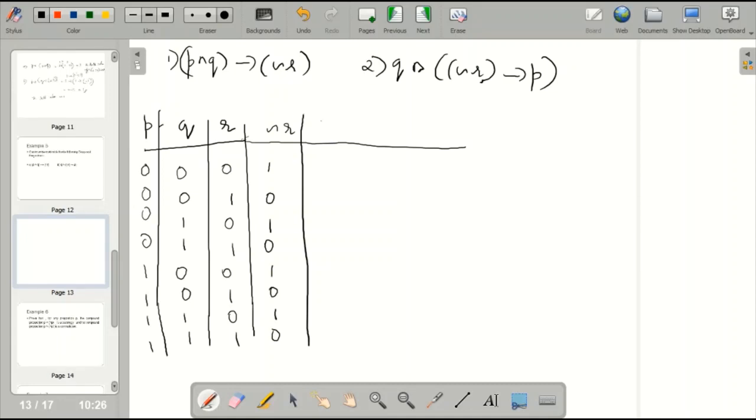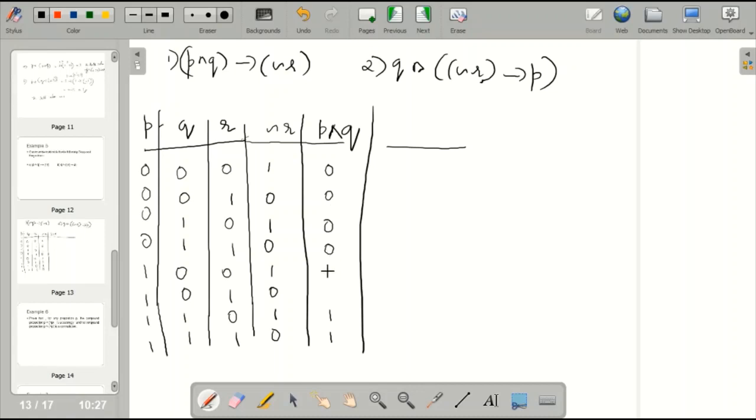Next, what are the terms we have over here? First, let us solve first one. P and Q. So what is P and Q? Conjunction is true only when both things are true. So here you can see 1 1 1 1. Rest all the cases you don't have anywhere 1 1. So write 6 zeros followed by last two you may write it as 1. Rest all the values will be 0. This is P and Q.